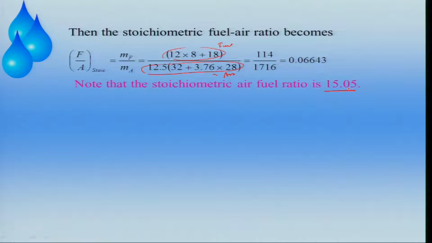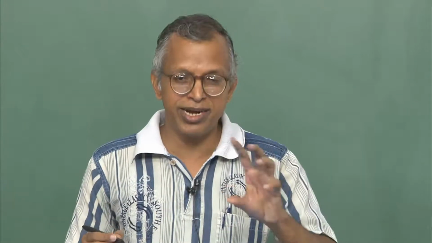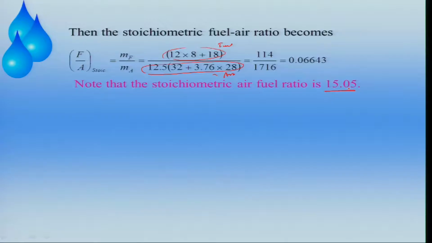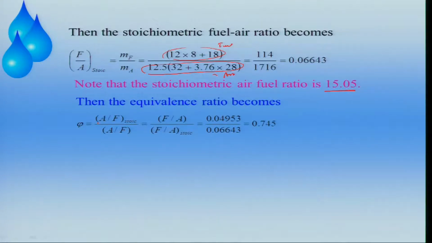Sometimes in the exam or somewhere you may land on some other number, please check whether it is around 15 or not, right. That is the exception for methane-air or methane oxide. So, the equivalence ratio becomes A by F stoichiometric divided by A by F actual, and you will find that it amounts to 0.745.